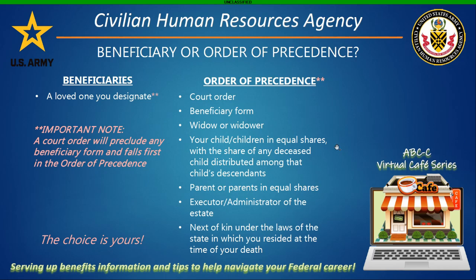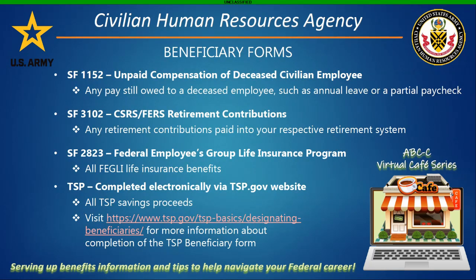So there are several designation of beneficiary forms that any federal employee should complete. I hear a lot of people say, well, is it really necessary to complete all 4? So we're going to go over all 4 of them and the reasons why you should complete them. So the standard form 1152, this is for any unpaid compensation of the deceased federal employee.